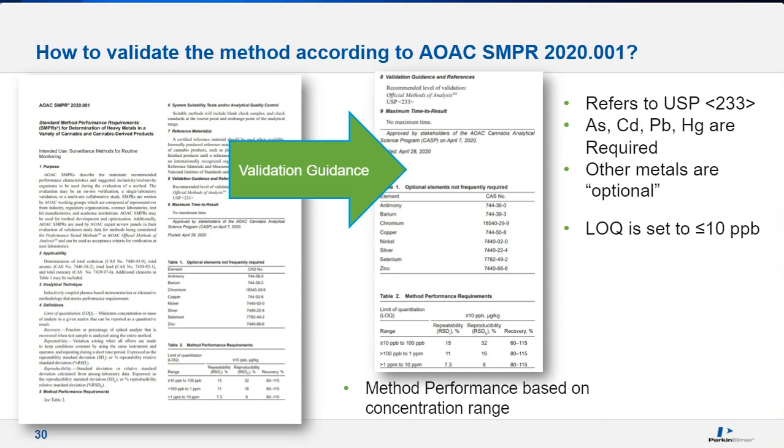It refers to USP Chapter 233. It requires that the big 4 elements, arsenic, cadmium, mercury, and lead, have an LOQ of equal to or less than 10 parts per billion. The other metals are noted as optional, as it covers multiple jurisdictions. An important part of this SMPR is that the method performance is based on the concentration ranges determined, which to me makes sense.